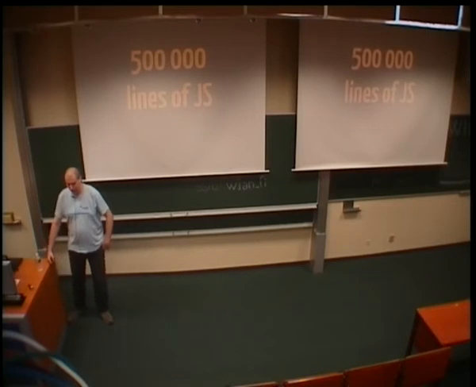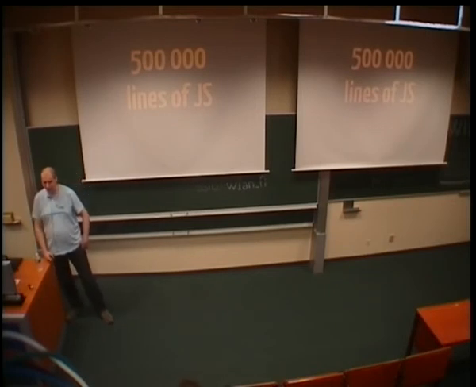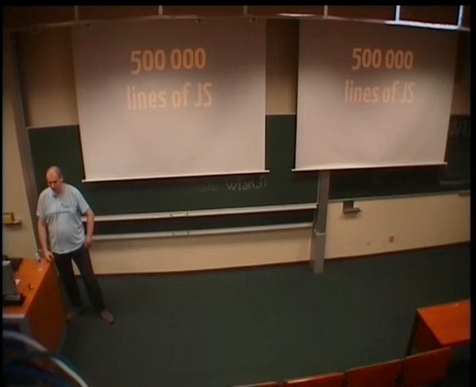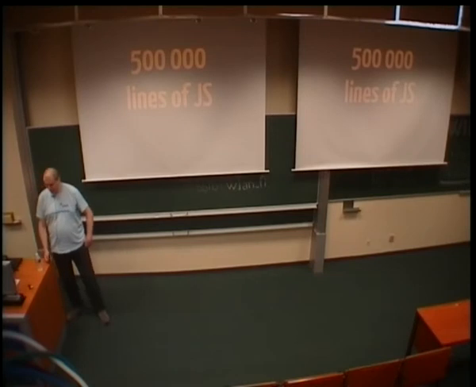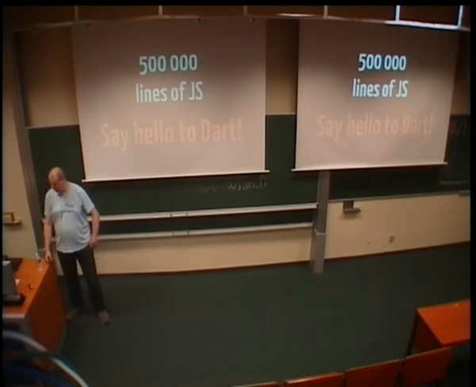Google did realize. They built Closure tools. They built Google Web Toolkit. And in the same tradition, they are now building Dart, a language that can scale to this amount of code. So if you are frightened to write 500,000 lines of code in JavaScript, like I am, let's say hello to Dart.